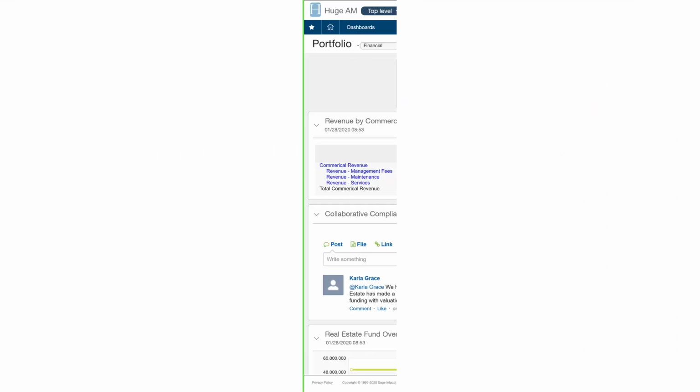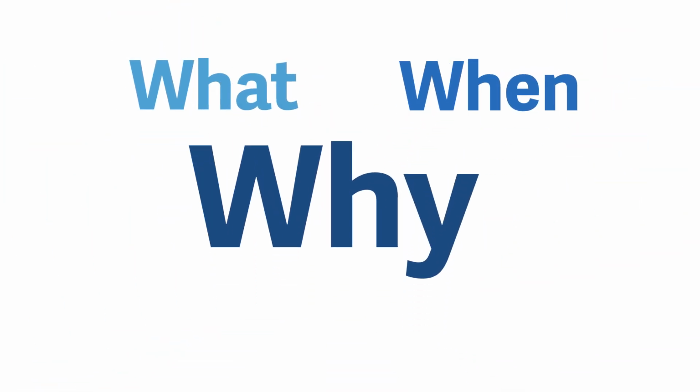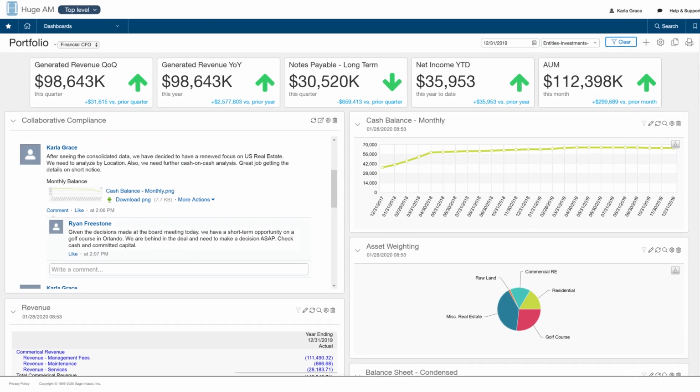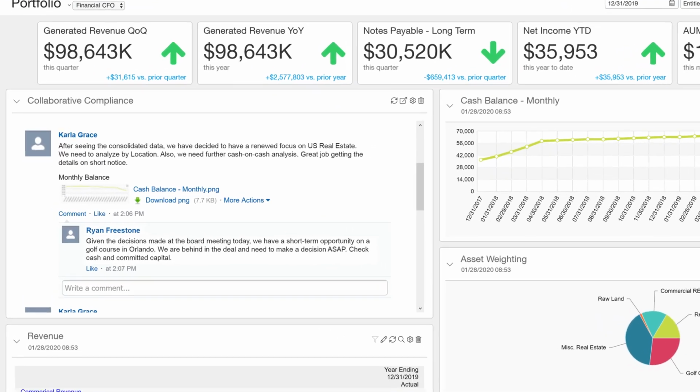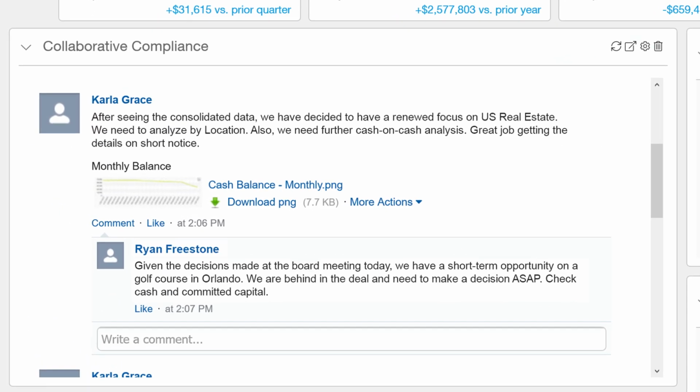We can also look at the consolidated funds from the perspective of the Chief Investment Officer, gaining additional insights into metrics important to that role. Beyond tracking what you did and when you did it, it's important to track why you did it. Rather than relying on emails, Sage Intacct provides a consistent front-to-back office compliance tool. You collaborate on decisions and then document those decisions in the context of the financial records they relate to.